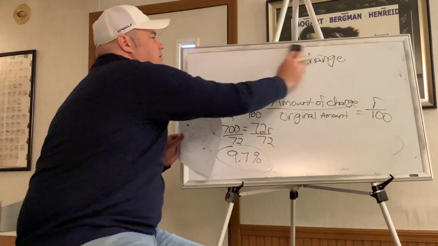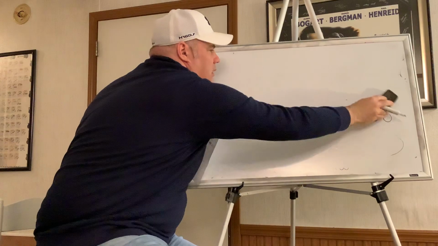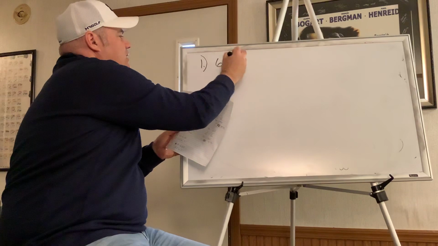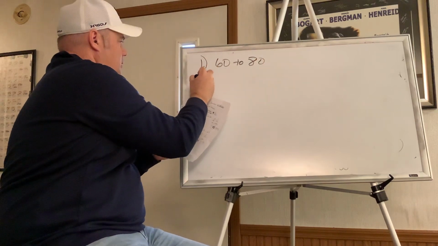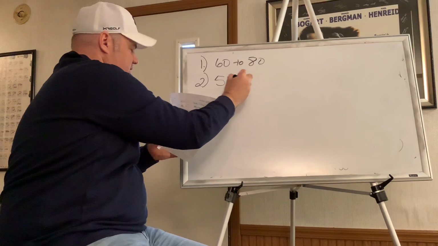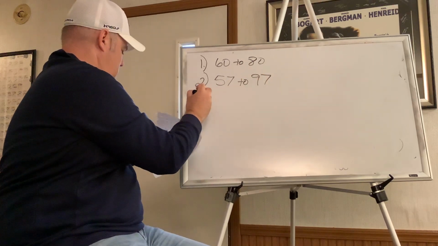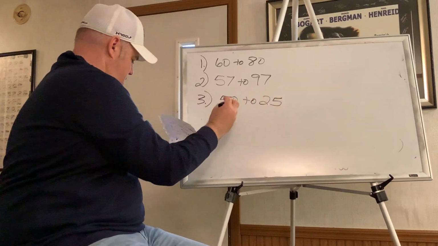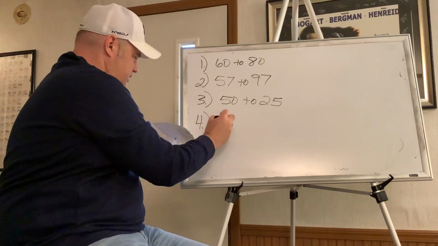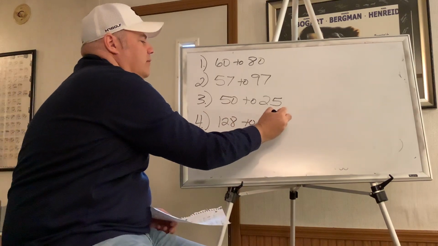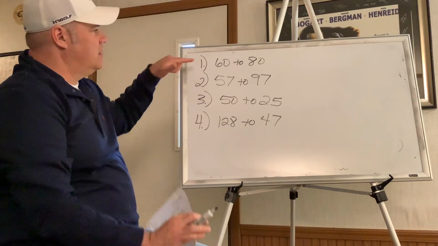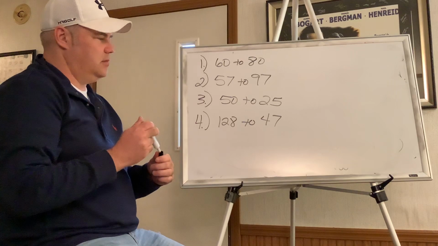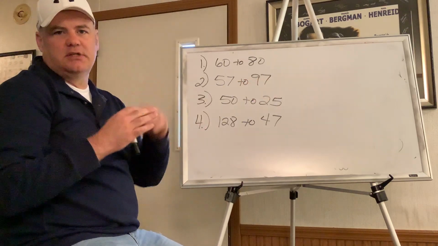All right, I'm going to let you try these. I put a few up there. Number 1, 60 to 80. 57 to 97. 50 to 25. And 128 to 47. Give those a try. These increase, these decrease, but it's done the same way. I'll have you do those and tell me the percent of increase or decrease.